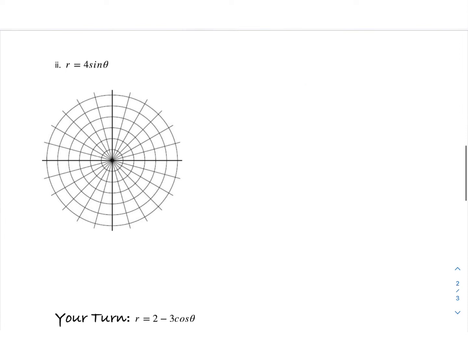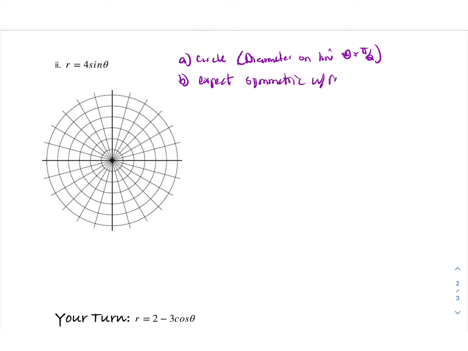Okay, for our next example, we have r equals 4 sine theta. The first thing you have to do is recognize the type of polar equation this is, which is a circle. And since it's sine, it's with the y, and 4 is positive, the diameter is along the line theta equals pi over 2, the positive y-axis. And so since it's on that, I will expect to have symmetry with respect to the line theta equals pi over 2. So that's what I'm going to test for.